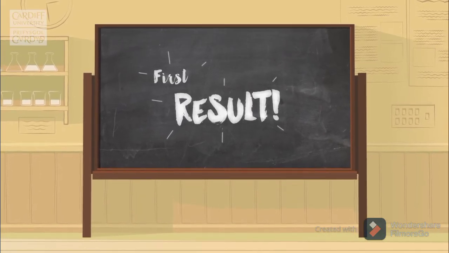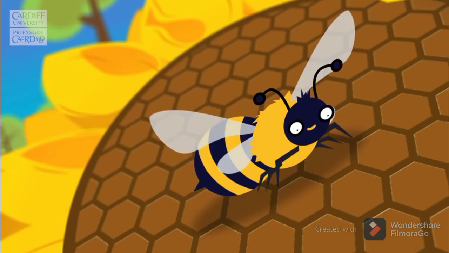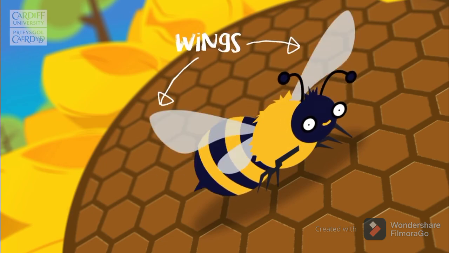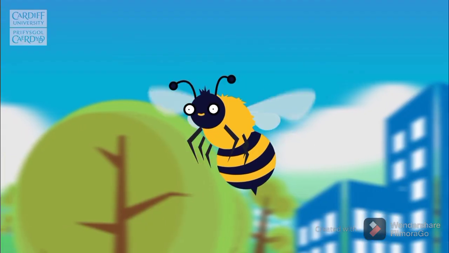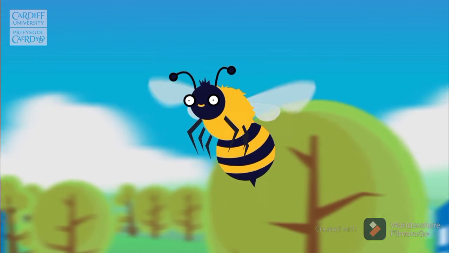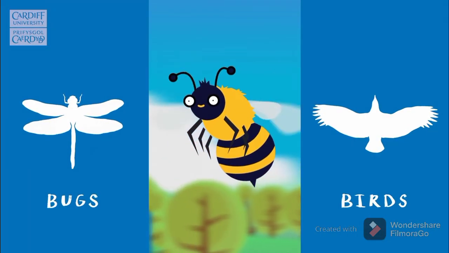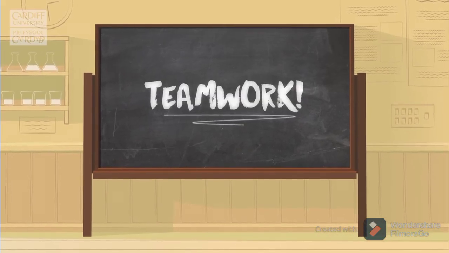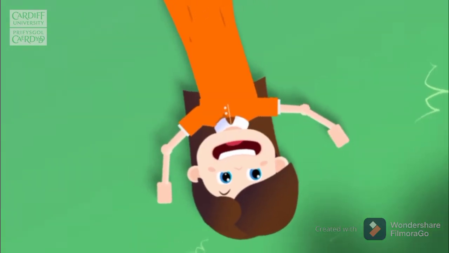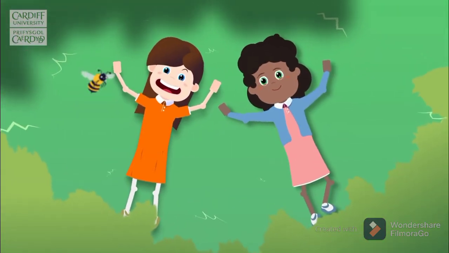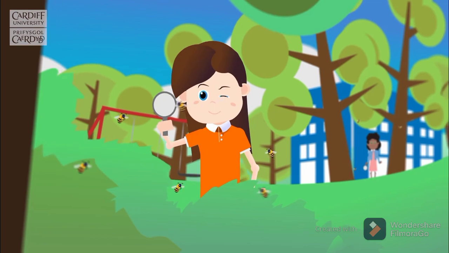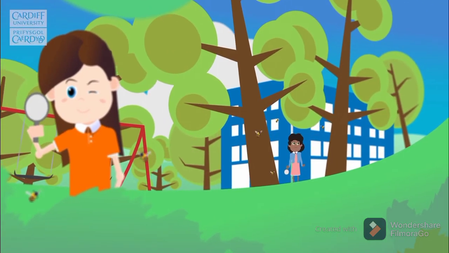First result. When the bee lands, we can see a set of wings on its back. New hypothesis. It probably uses those wings to fly around, much like other bugs and birds do. Teamwork. A friend sees you having fun looking at honeybees and joins in. Now there are two of you. You get to check even more bees than you would by yourself.